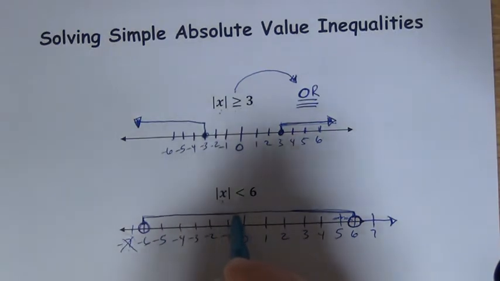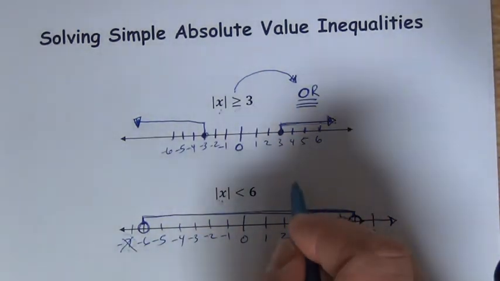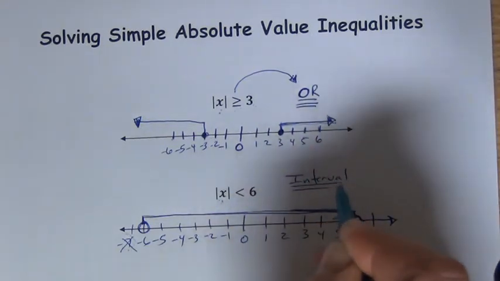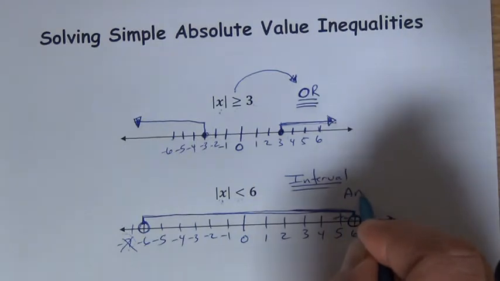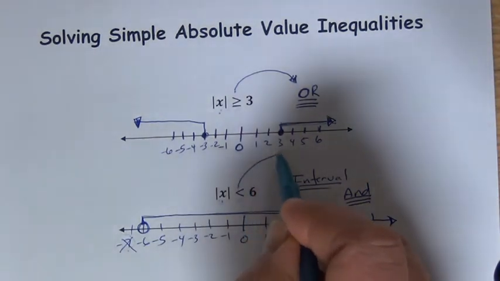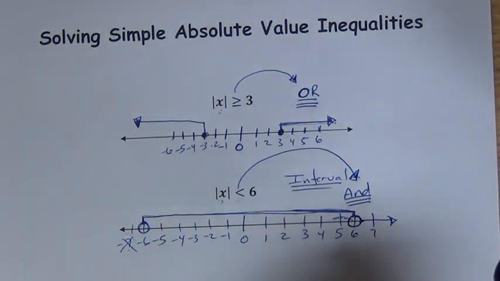So in less than inequalities, when dealing with absolute values, I get an interval. And remember, intervals were associated with our and compound inequalities. So a less than, when paired with an absolute value, is going to translate into an and kind of compound inequality. And we'll talk more about that in a little bit.